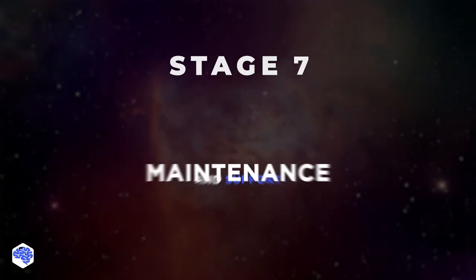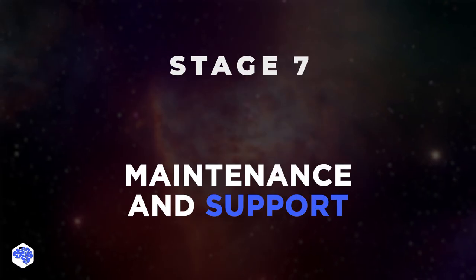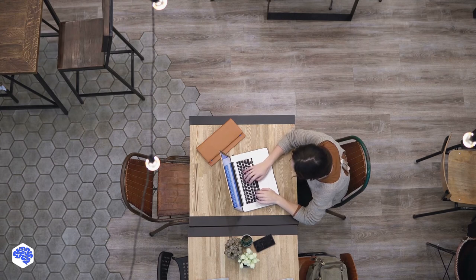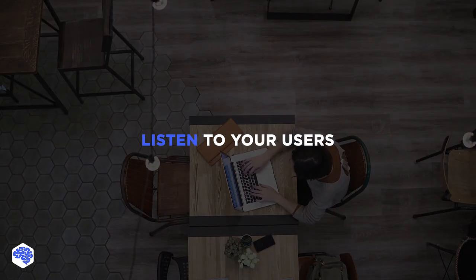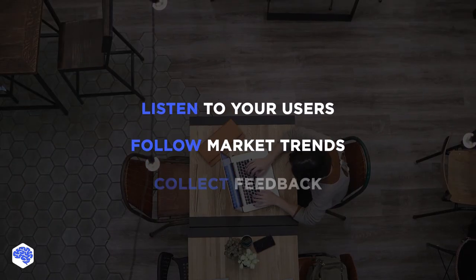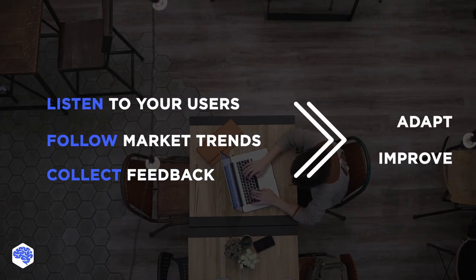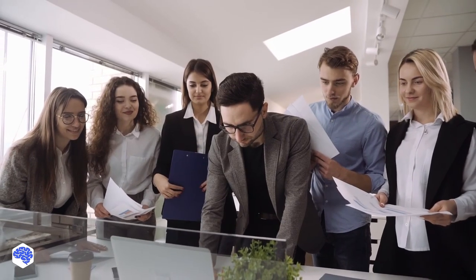Stage 7. Maintenance and support. After your company has brought the product to the market, it's time to work on its continuous improvement. Product development is an ongoing process that requires constant monitoring, research, improvement, and creativity. Listen to your users, follow market trends, collect feedback, and react. Adapt and make improvements to the future releases of the product continuously. This is more of a marathon than a sprint.